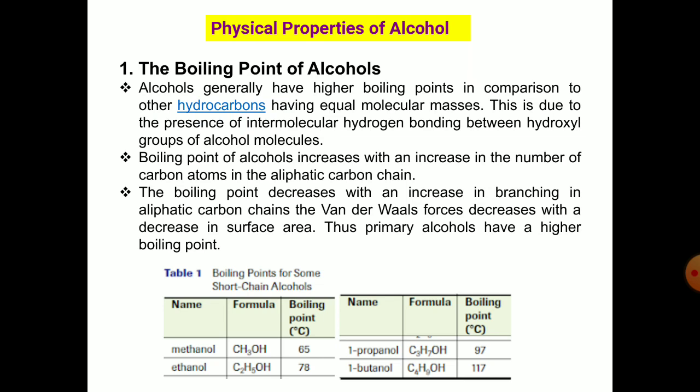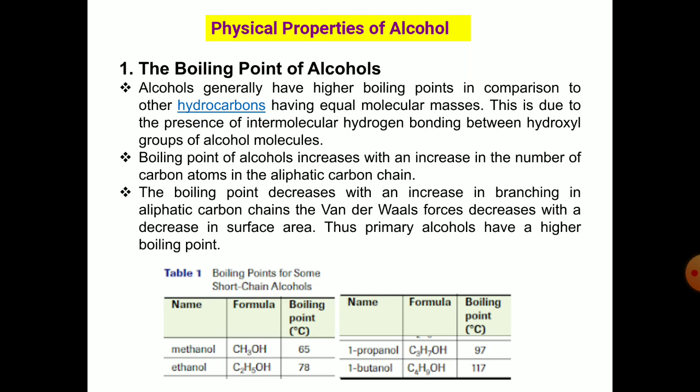The first example is methanol, CH3OH, whose boiling point is 65. The second example is ethanol, C2H5OH, whose boiling point is 78 degrees centigrade. So what did we observe? We observed that the boiling point increases with the increase in the number of carbon atoms. Similarly, on the right side, 1-propanol has 3 carbon atoms, C3H7OH. Its boiling point is 97, still increased.